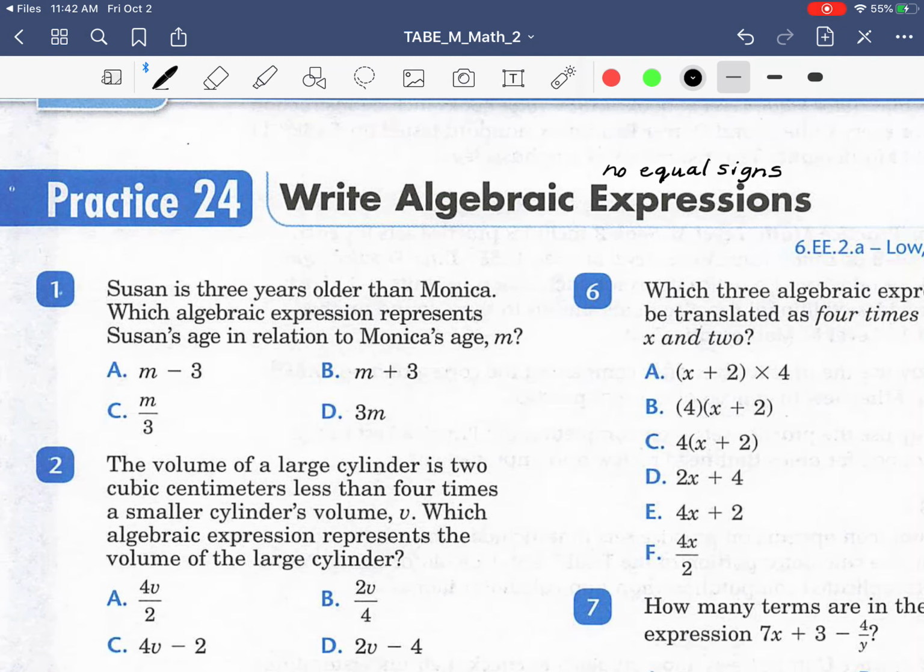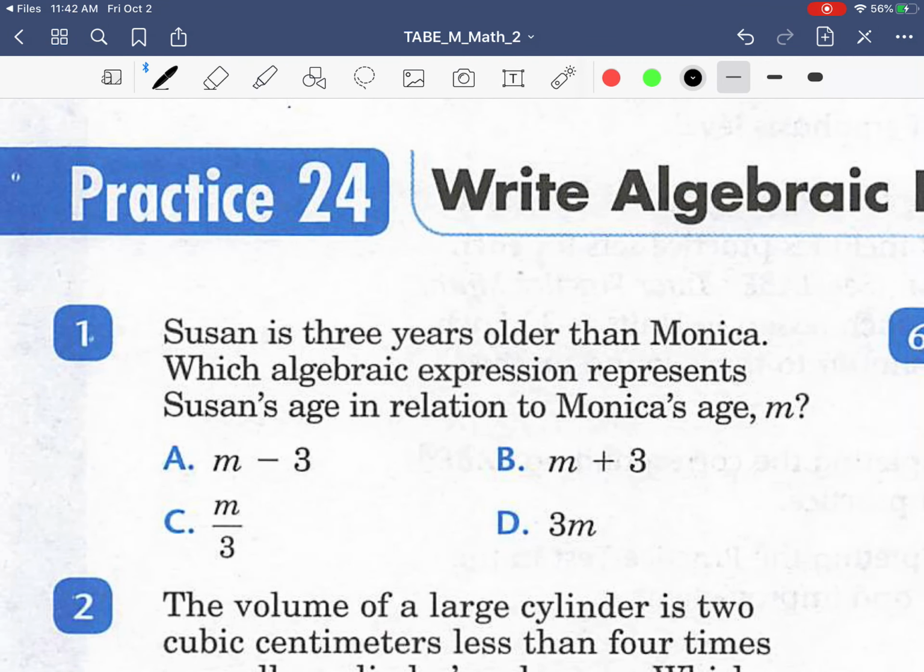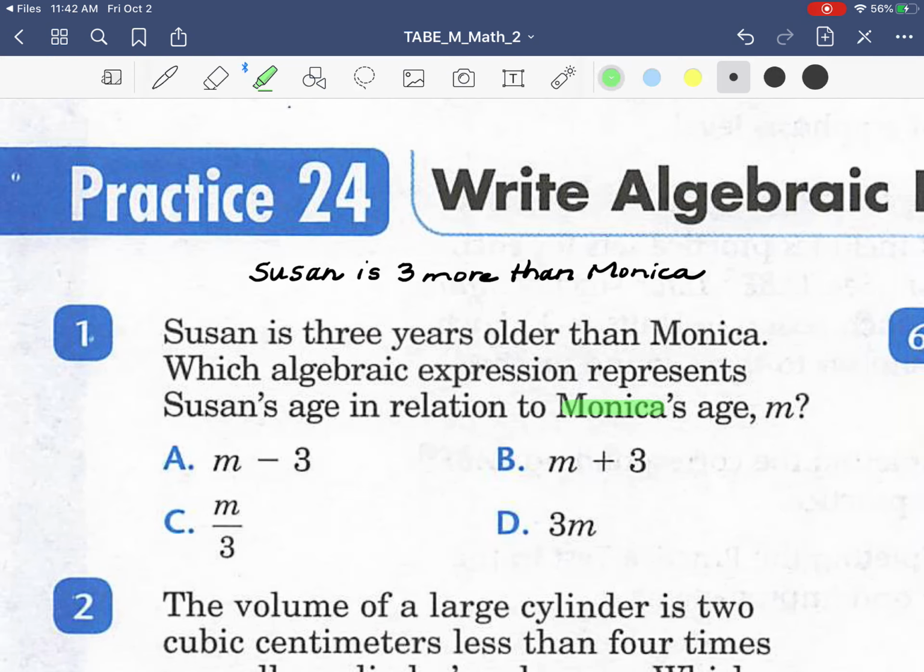Number 1. Susan is 3 years older than Monica. Which expression, algebraic expression, represents Susan's age in relation to Monica's age? So what they're telling me is that Susan is 3 more than Monica. And they tell me that we're going to let Monica's age be the letter M. So where I see Monica, I'm going to put a letter M.